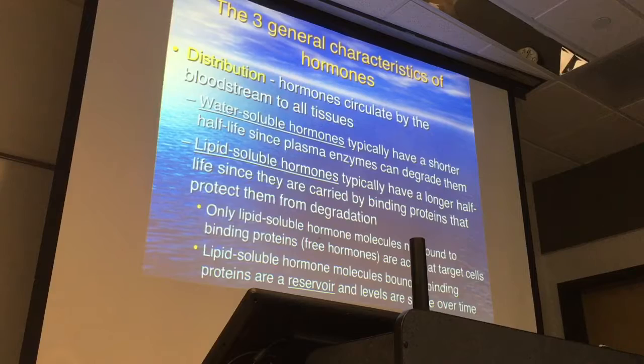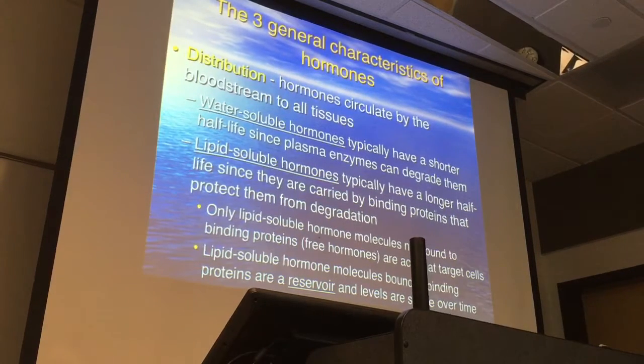So if you look at, for example, testosterone in a male, there's a small fraction of it free and a huge reservoir of it bound to the binding protein. The thyroid hormones are made from the amino acid tyrosine, and they are lipid soluble. So thyroid hormones, T3, T4, are lipid soluble, and they're mostly bound to the binding protein.